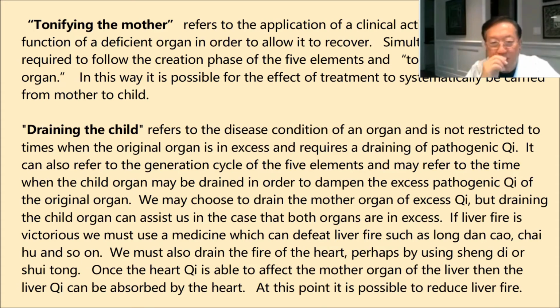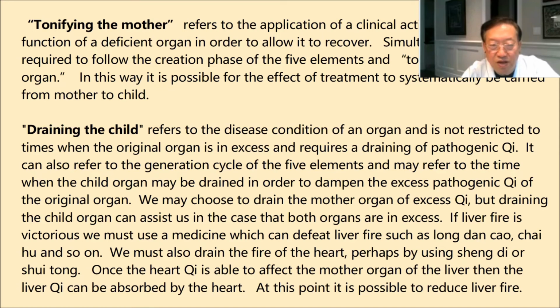Draining the child refers to the disease condition of an organ that is not restricted to times when the original organ is in excess and requires the draining of pathogenic qi. It can also refer to the generation cycle of the five elements and may refer to a time when the child organ may be drained in order to dampen the excess pathogenic qi of the original organ. We may choose to drain the mother organ of excess qi, but draining the child organ can assist us in the case that both organs are in excess.